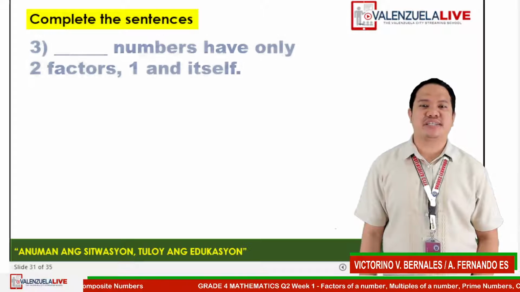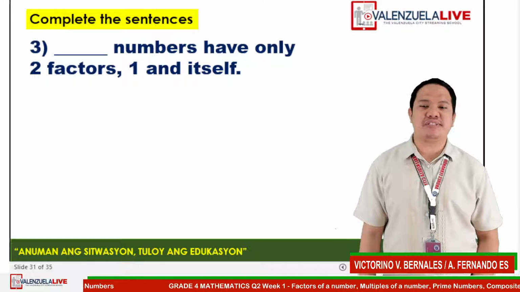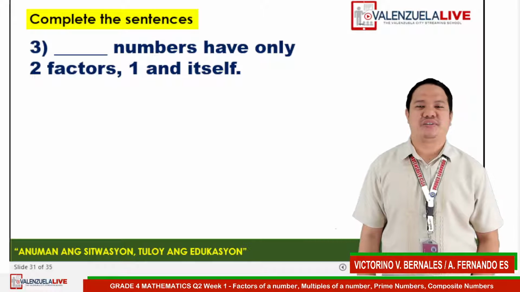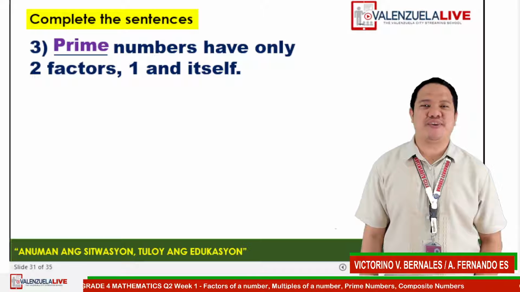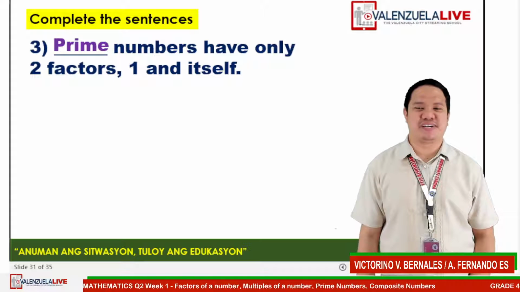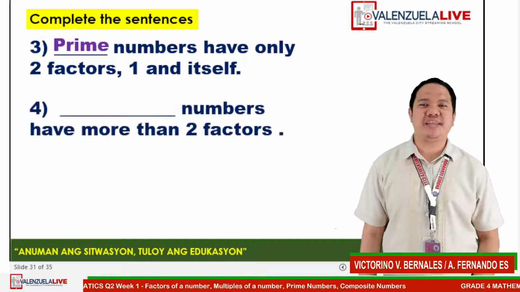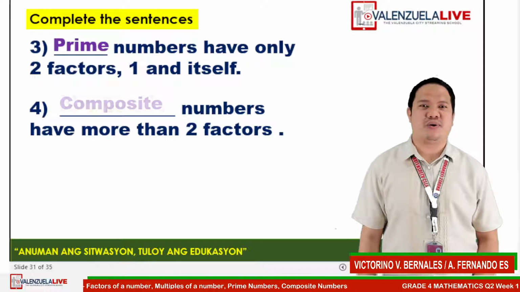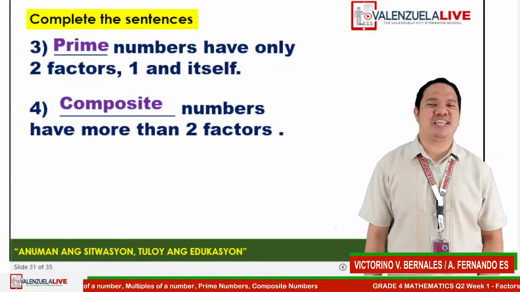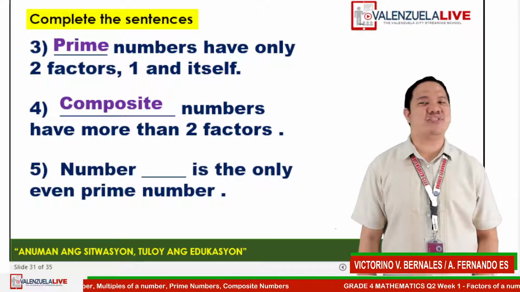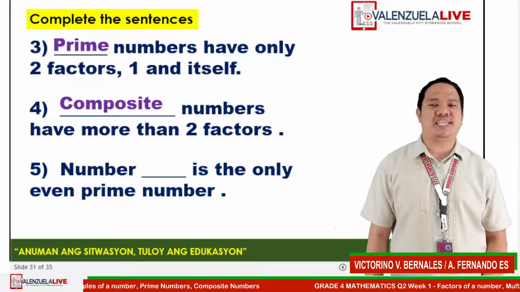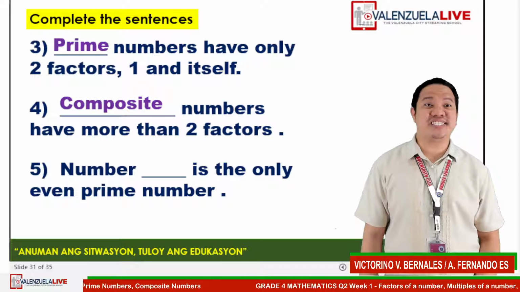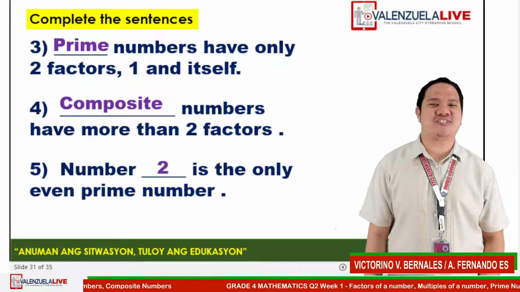Okay, so next, blank numbers have only 2 factors, 1 and itself. We call them, very good, prime numbers. Next, blank numbers have more than 2 factors. What is it? Okay, we call them composite numbers. And for the last one, we have number blank is the only even prime number. The answer is correct. The answer is 2.